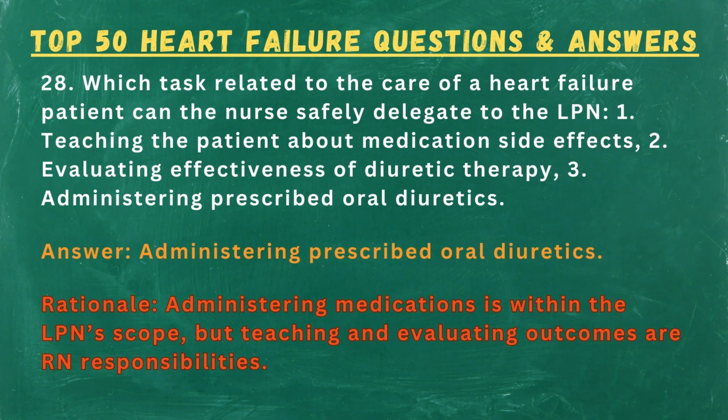28. Which task related to the care of a heart failure patient can the nurse safely delegate to the LPN? 1. Teaching the patient about medication side effects. 2. Evaluating effectiveness of diuretic therapy. 3. Administering prescribed oral diuretics. Answer: administering prescribed oral diuretics. Rationale: administering medications is within the LPN scope, but teaching and evaluating outcomes are RN responsibilities.